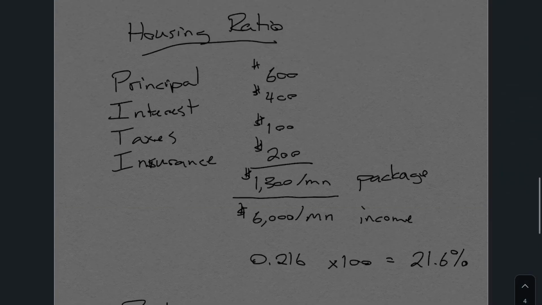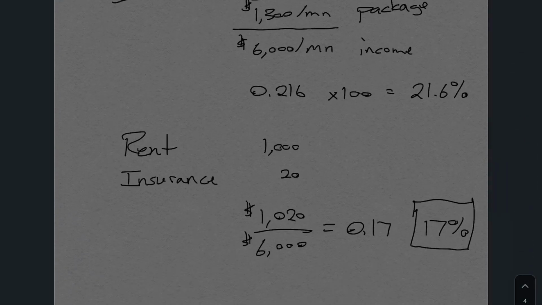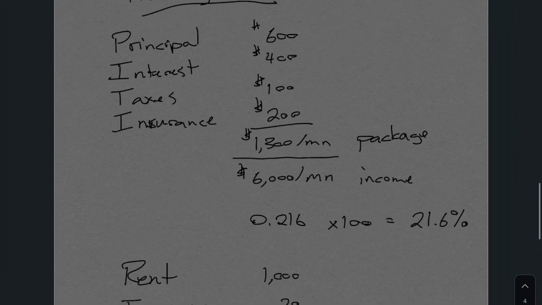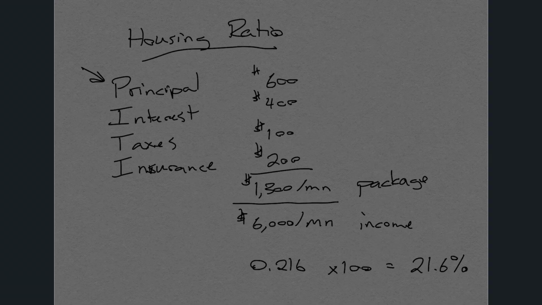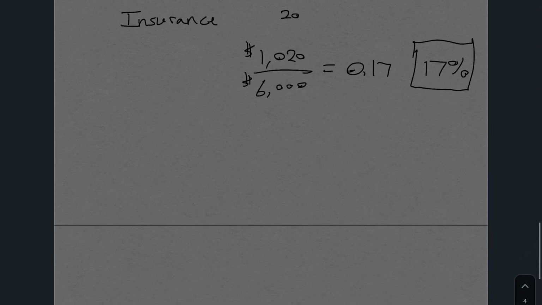But it's important to note, even though this is lower on a monthly basis, when someone owns a home, they're still contributing to the principal. So their equity value of their home goes up over time. That's beyond the scope of this video, but just wanted to point that out as well.